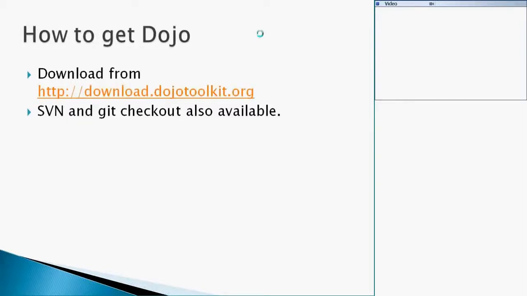Okay, so how to get Dojo? The dojotoolkit.org website is where you can go and download. You can download the release version, you can download the source, and you can also do an SVN checkout. You can also get a compressed one and the source one, which you can build yourself.